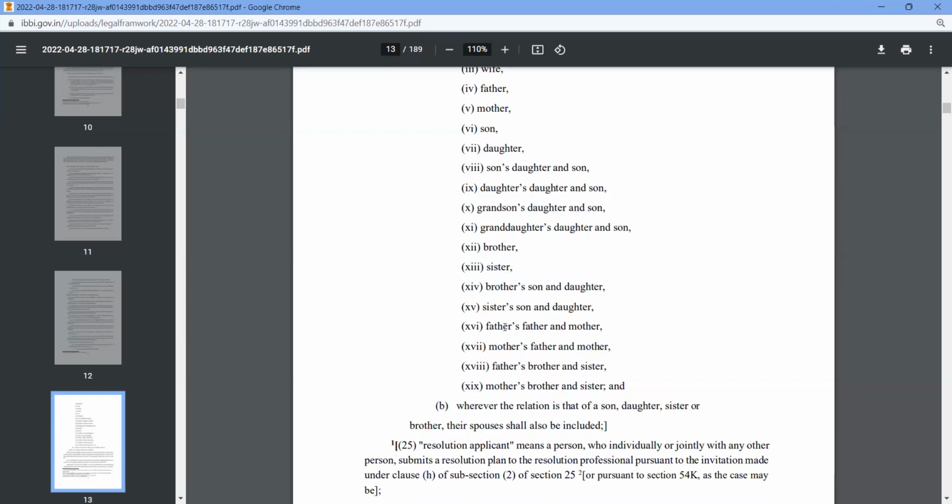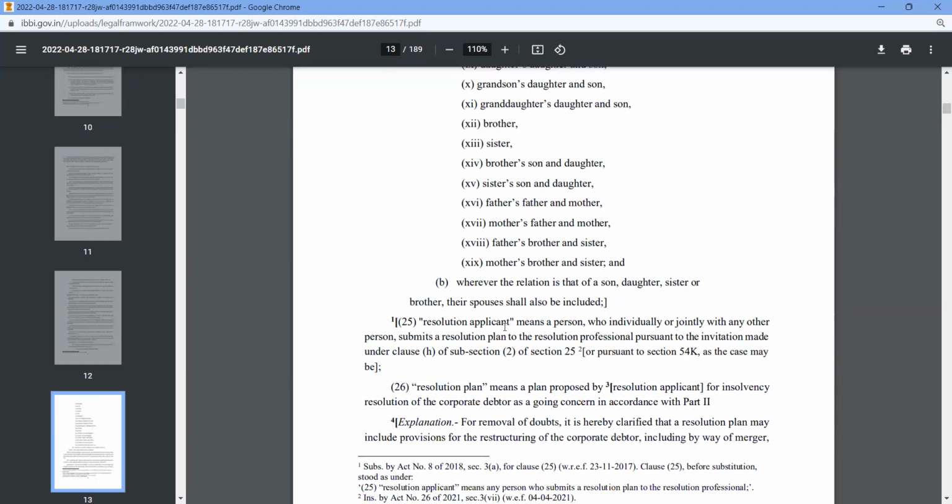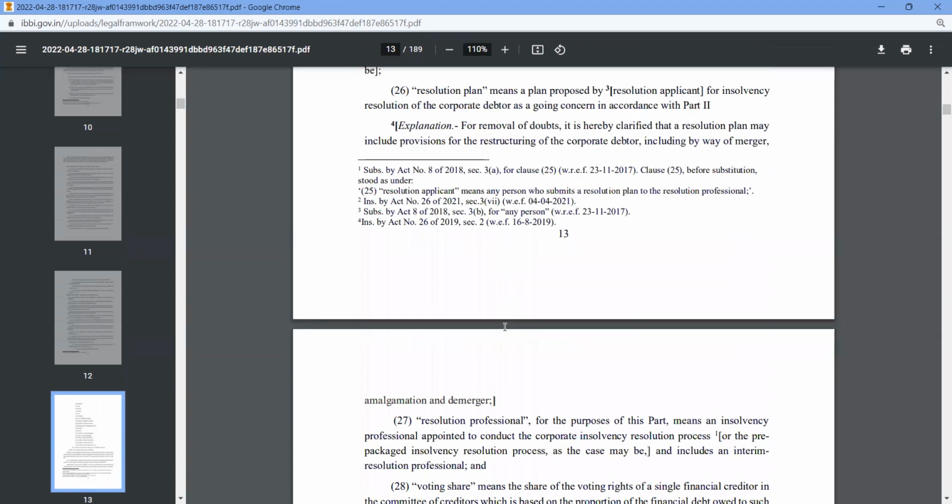And wherever the relation is that of a son, daughter, sister, or brother, their spouses will also be covered. Suppose it is father's brother, so father's brother's wife is also covered. Suppose the relation is of father's sister, then father's sister's spouse or husband is also covered. Okay? So these are the definitions which we have to see, section 524 and 524A.